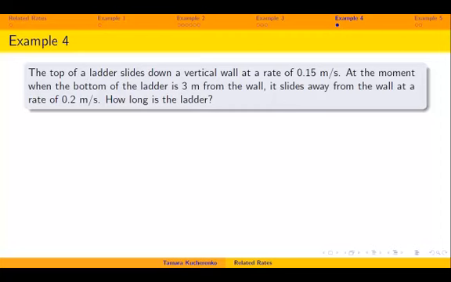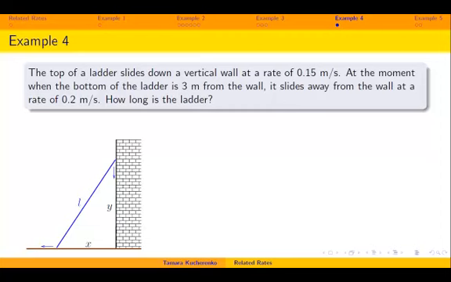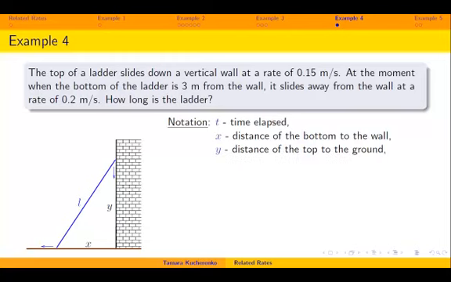Our first step, as always, is to draw a diagram and introduce the notation. We denote by x the distance of the bottom of the ladder to the wall at time t, and by y the distance of the top of the ladder to the ground at time t. Also, let L be the length of the ladder.